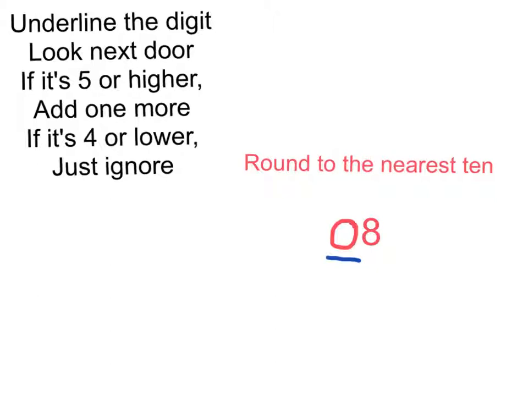So we underline the digit, look next door. If it's 5 or higher, add 1 more. And it is 5 or higher. 8 is higher than 5. So we're going to add 1 more to our underlined number, which when you add 1 to 0, you get 1, and the rest of the numbers, now just the 8, become 0. So when you round 8 to the nearest 10, it's actually 10.